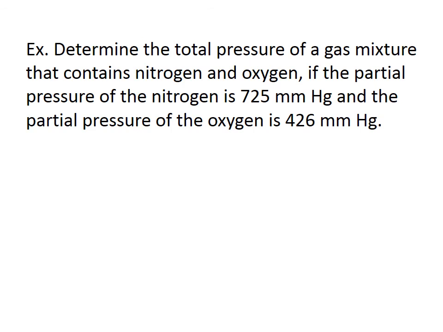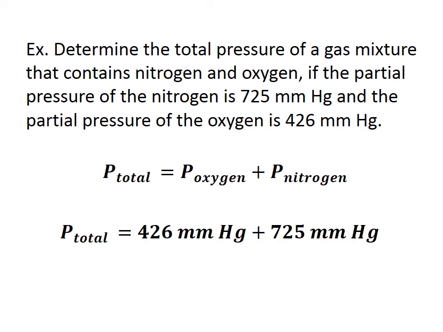Pretty simple. Total pressure, since we have two gases, will be the partial pressure of oxygen plus the partial pressure of nitrogen. So we're going to add these two partial pressures together to get our total pressure. So the 426 millimeters of mercury, which is the partial pressure of oxygen, plus the 725 millimeters of mercury, which is the partial pressure of nitrogen. So we add these two values together, and that gives us our total pressure of 1151 millimeters of mercury. And there we have our answer for that one.